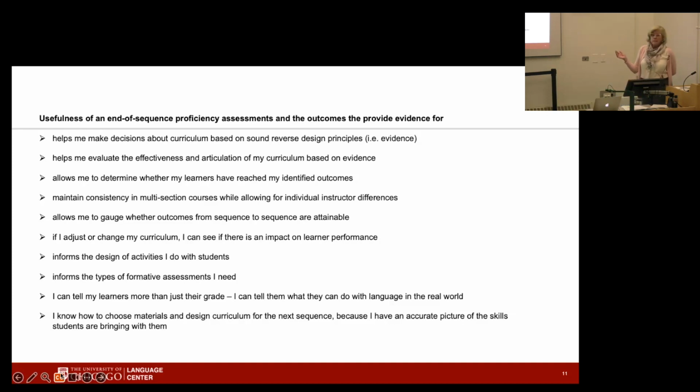It also lets me see whether an expectation of intermediate high after the second year is reasonable depending on where my outcomes are at the end of the first year. And I'll show you an example of that in just a second.